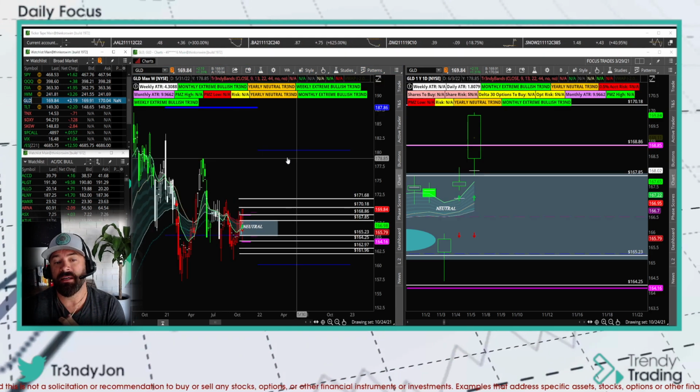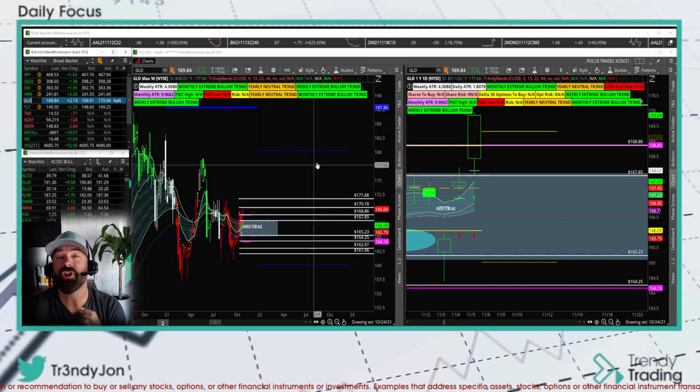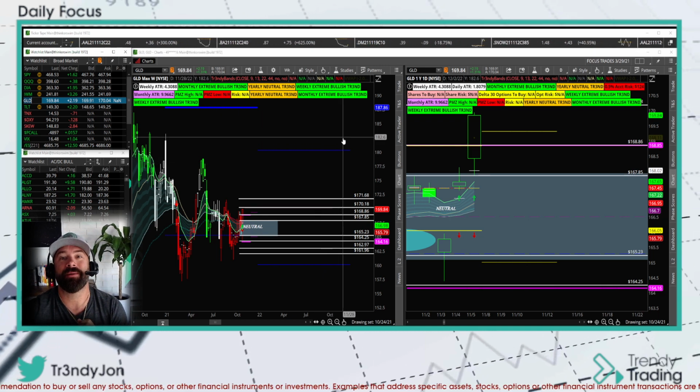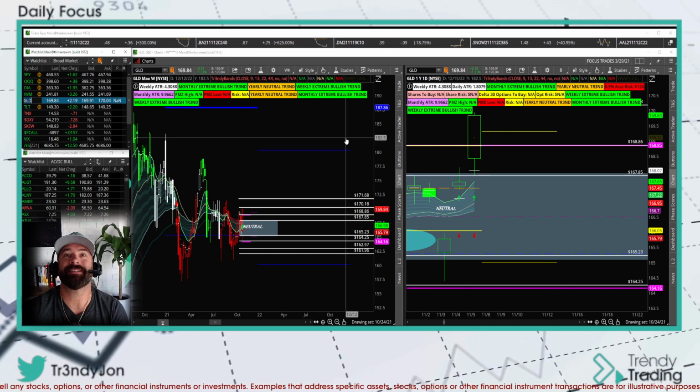So on GLD, I did not change. Speaking of gold, that's funny. I just grabbed my new gold chain that my wife bought me for my birthday. Thank you, baby. I absolutely love this thing.